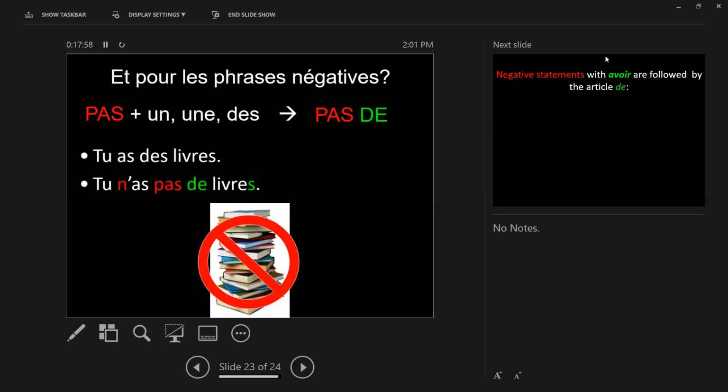You don't have books, plural. Take a look at how it changes. Some of you in your textbook assignment from Tuesday still kind of forgot that. Even plural, when you make it negative, it changes to de. That's the thing. Tu n'as pas de livres. It's not tu n'as pas deux livres. Okay?